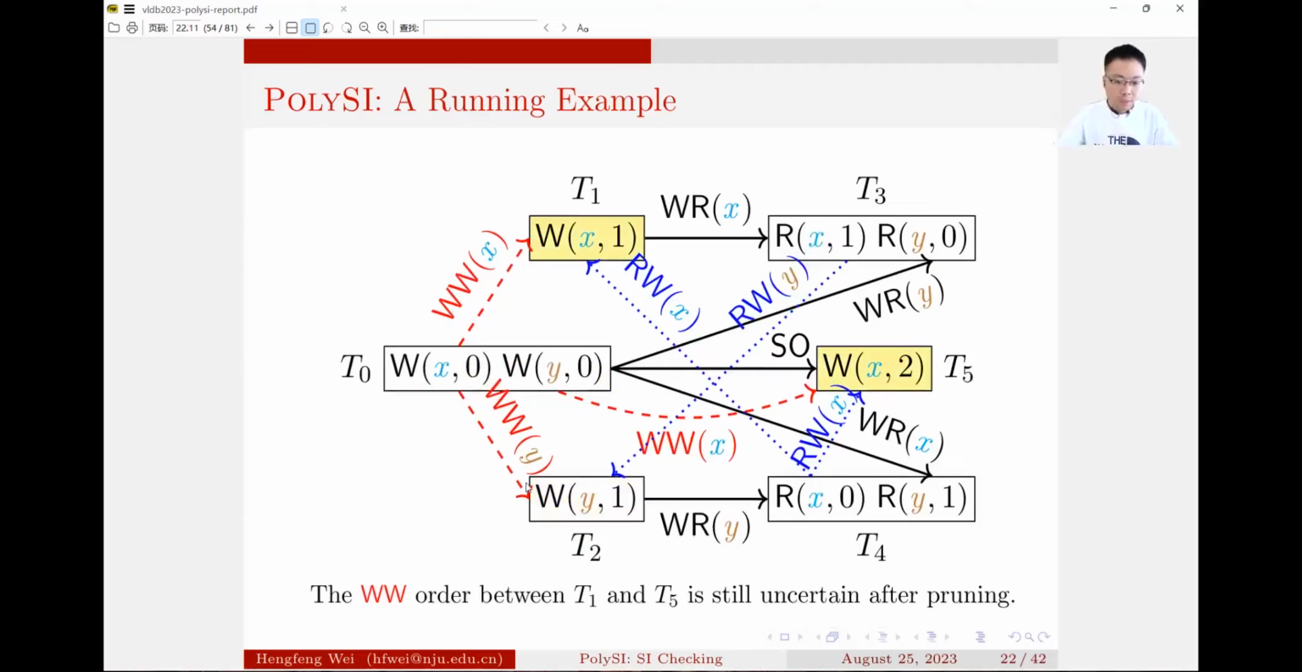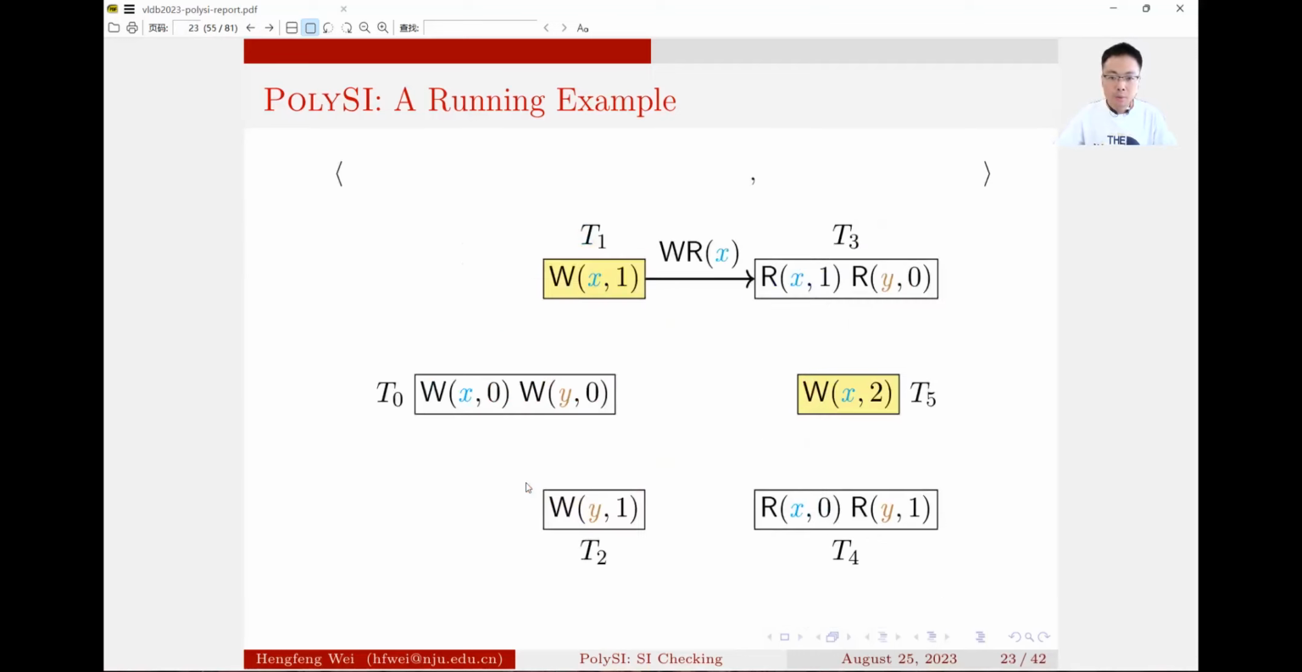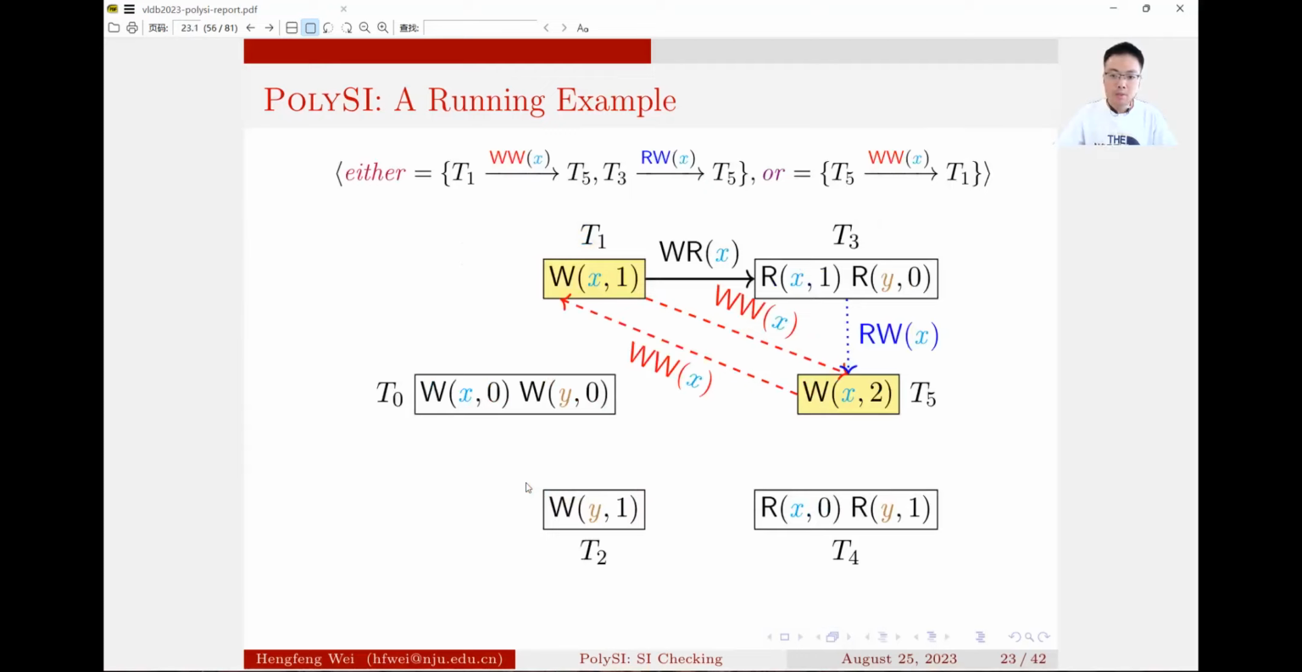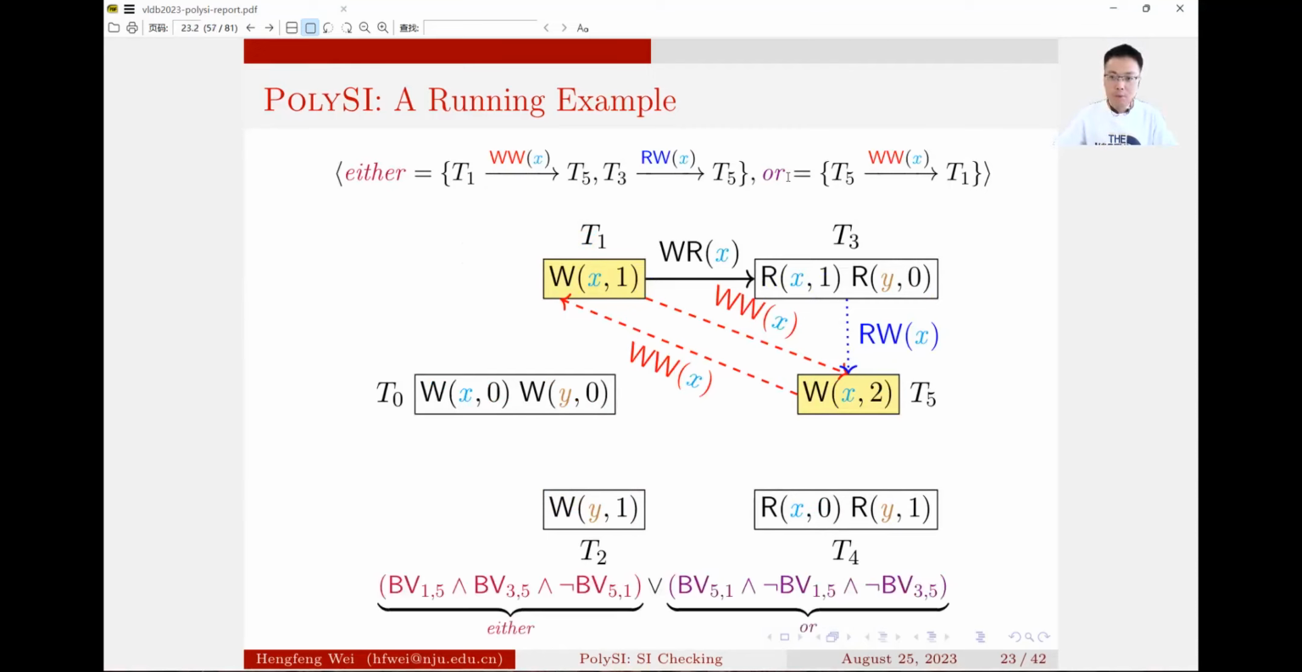Now, the WW dependency between T1 and T5 is still uncertain after pruning. For this, we will encode the two possible cases into an either-or constraint in the polygraph. These constraints will be encoded into a Boolean formula. For example, this Boolean formula says that either this case holds but this case does not hold, or this case holds but this case does not hold.